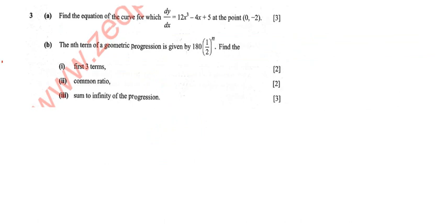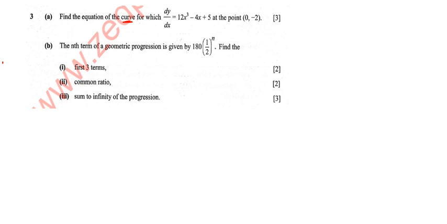So, question 3.8 is saying, find the equation of the curve for which dy over dx is equal to 12x to the power 3 minus 4x plus 5. So they have said find the equation of the what? Of the curve. The equation of the curve, which simply means that here they haven't said find the equation of the normal or of the tangent. Now they have said find the equation of the curve for which dy over dx is equal to that.